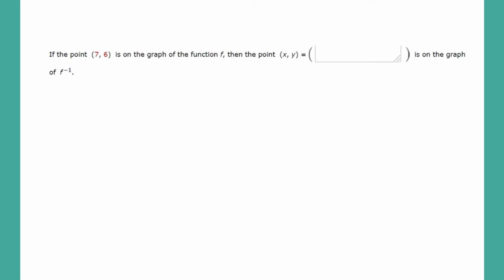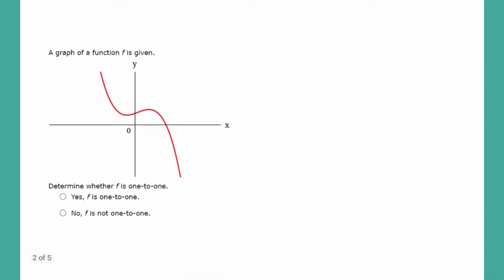All right, let's move on to the next question. If the point (7, 6) is on the graph of the function f, then the point (6, 7) is on the graph of the inverse function. So remember what we said. If you're swapping the points, that's what the inverse is. It's when you make the x-coordinates y-coordinates and the y-coordinates x-coordinates. So the point that would correspond to that for the inverse would be (6, 7). You simply have to swap the two coordinates.